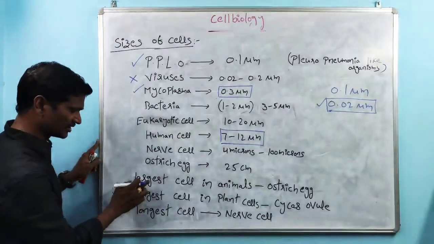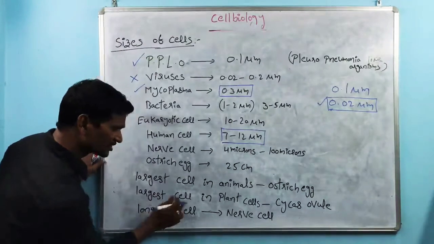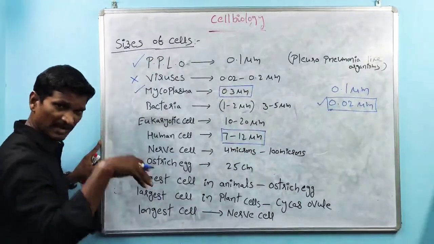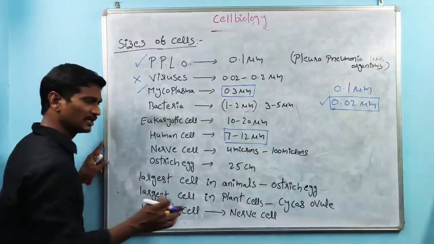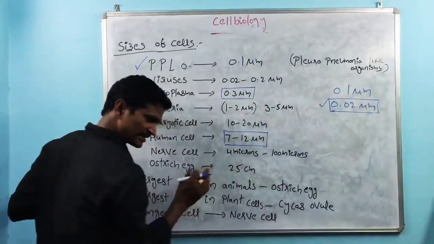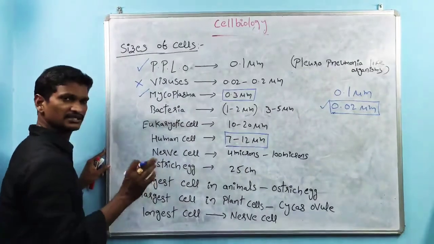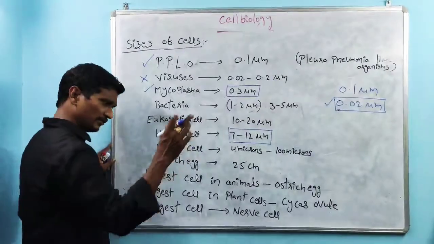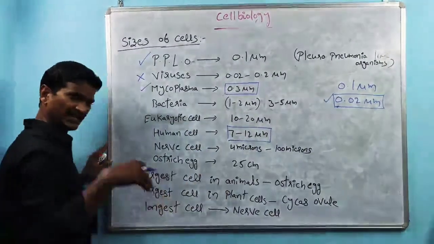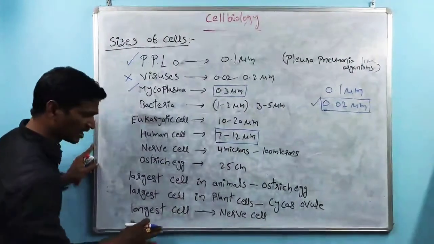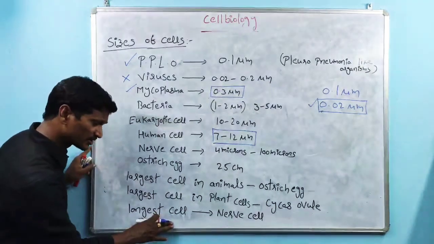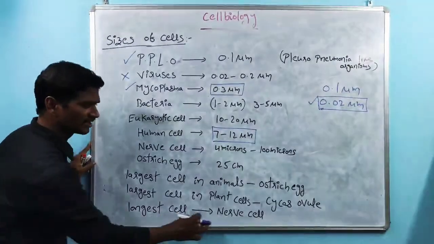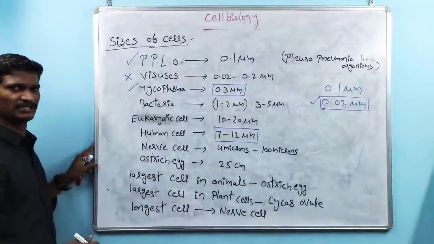Now the largest cell in plants. Within plant cells, different types of plants are there. Within plant cells, the largest cell is the cycas ovule. Within animals, ostrich egg. In the entire world, ostrich egg. Last one is the longest cell. The longest cell is the nerve cell.